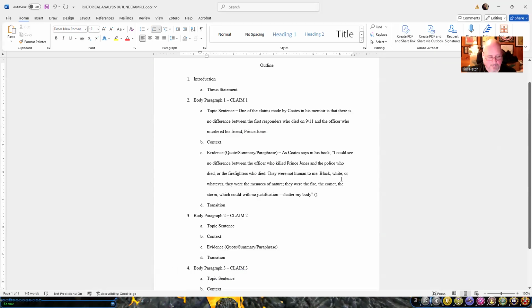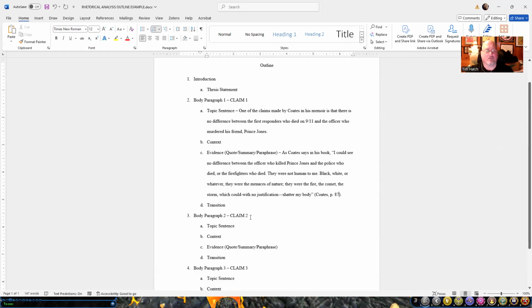So, Coates, comma, p dot, 87. There's the citation. This is a correct citation. This is the quote. This quote might be a little on the long side, maybe not. I'm going to leave it as is for right now. So there's the evidence we're going to be using.